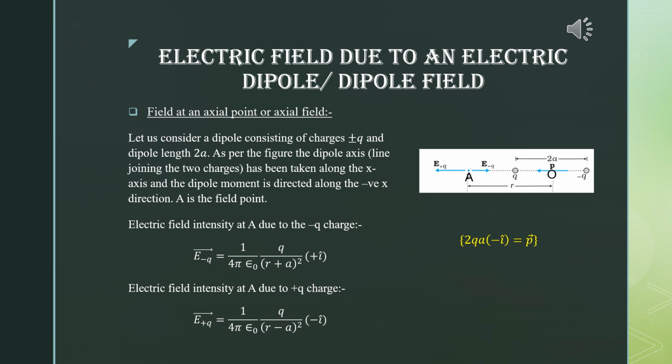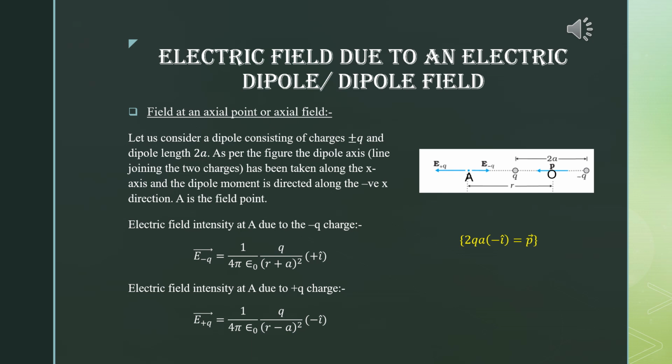Now we need to calculate the electric field at the point A, which is at a distance r from the center O. Okay, now you know that dipole consists of two charges. So total electric field at A will be how much? Vector sum of electric field due to minus q charge plus the electric field due to plus q charge. That is from principle of superposition.